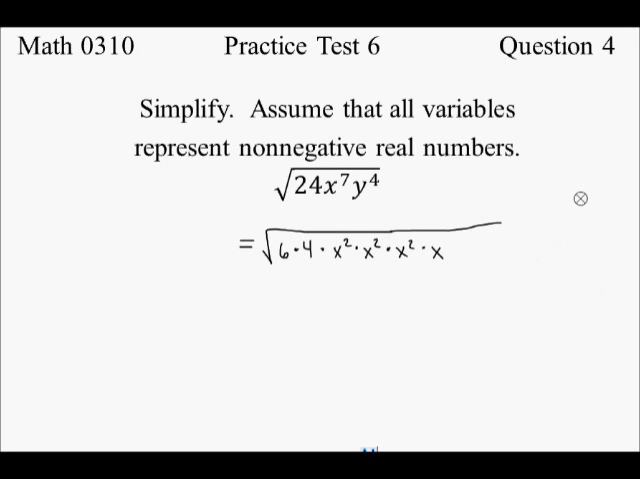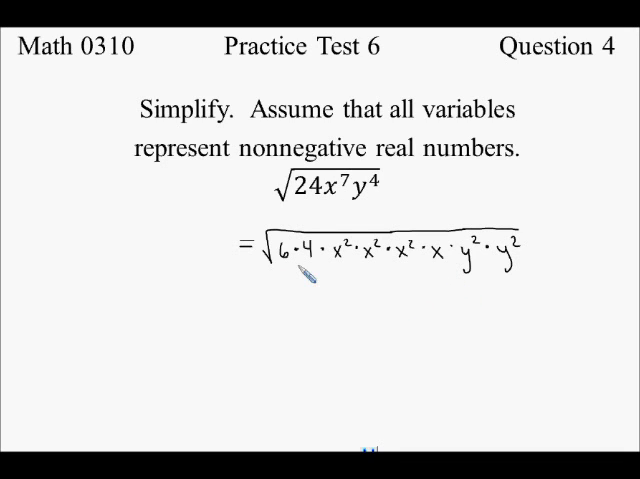Okay, so now we look at the y to the 4th, and we see what are some perfect squares we could make with that. Well, y to the 4th, that's 4 copies of y, so we could certainly make a pair of y's, y squared, and then we'd have another pair left over. We'd still have 2 left, so we could make another y squared out of that.